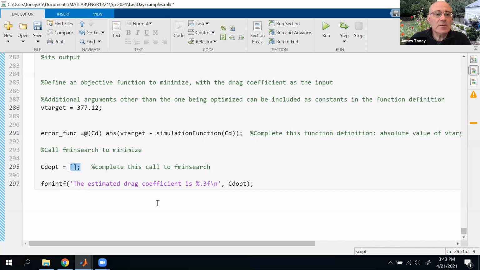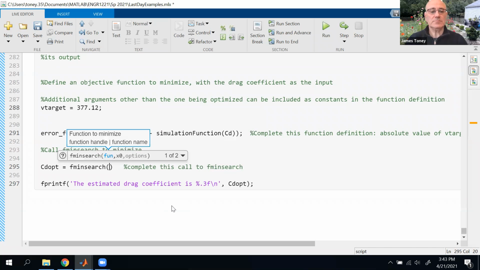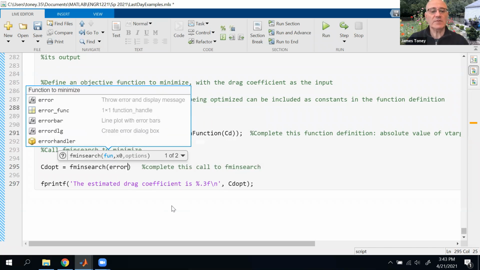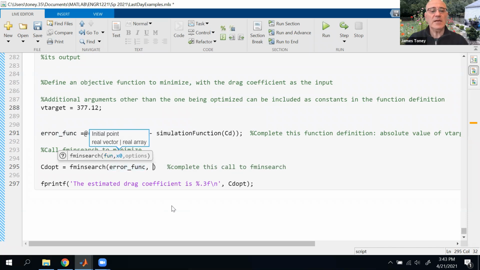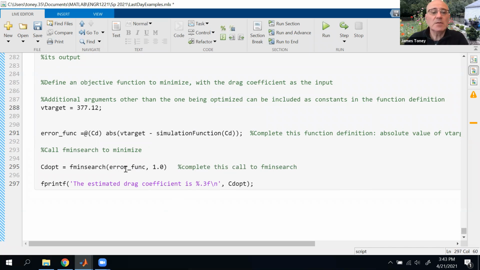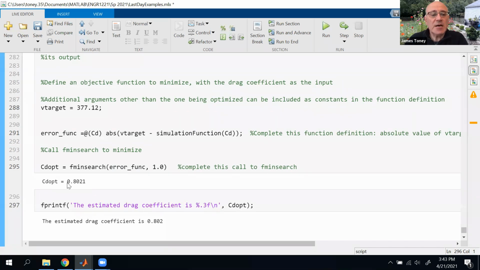All right, so how do I get MATLAB to do that for me? fminsearch. I give it the function that I want to optimize, which is called error func. And I give it a starting guess. Well, let's just say 1. Okay, so my initial guess for the drag coefficient is 1. Let's see what it gives me. It turns out the actual drag coefficient that produces the correct experimental result is 0.802.